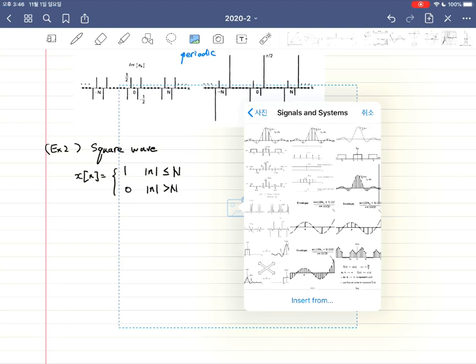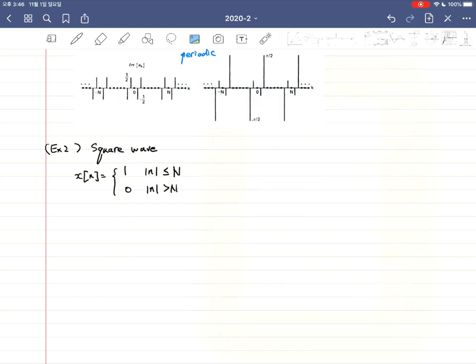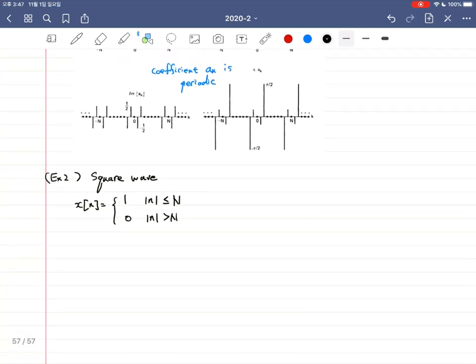No, I think I haven't uploaded this in the iPad, so I think I will draw it. So that's no big deal. So the square wave looks like this for the discrete time.